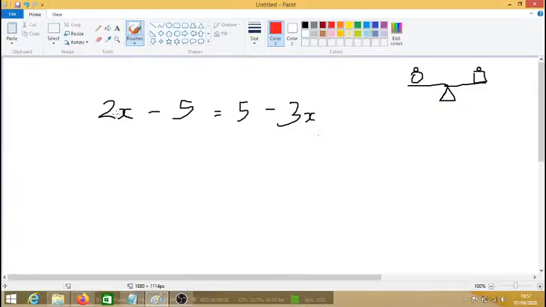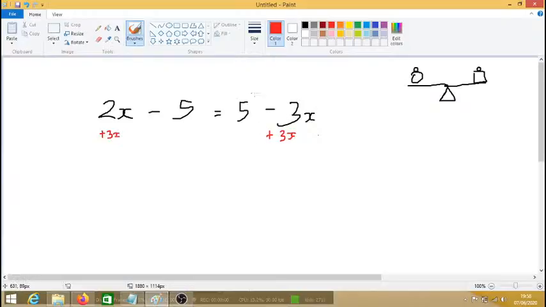Or we could take off 2x from both sides, but it's easier to add 3x because that way we get rid of the minus 3x. So let's add 3x to both sides. Rather have positive x's rather than negatives. If we can avoid negatives, that's brilliant.